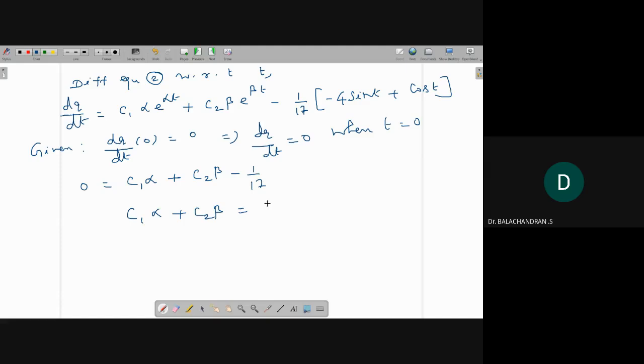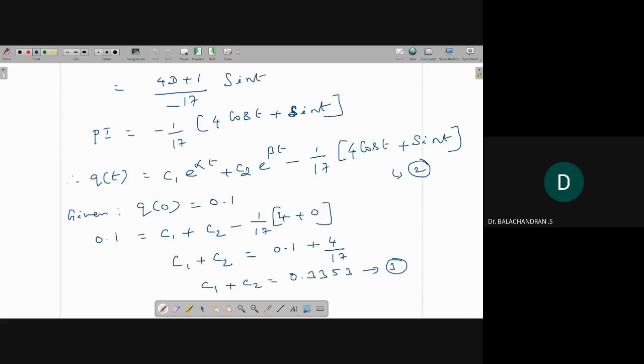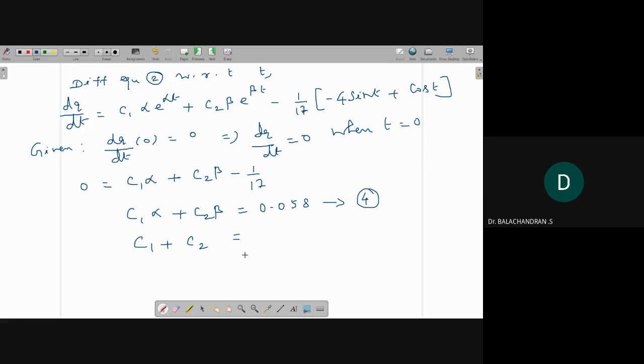What is 1 by 17 in the calculator? Because there also I used it for decimal, so that's why I need 0.058. 0.058 is correct. Thank you. I call this equation 4. So now I leave it to you. I'll write again the previous equation. What is the previous equation? C1 plus C2 equal to 0.3353. So this is equation 3.